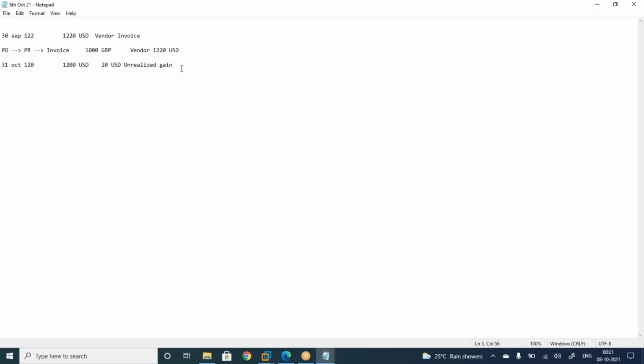Okay. Fine. Now on 31st October we have posted foreign currency revaluation with 20, then it is 1220. So the unrealized gain is posted, and in the vendor balance it will show 1000 GBP and 1200 US dollars. Agree with me?